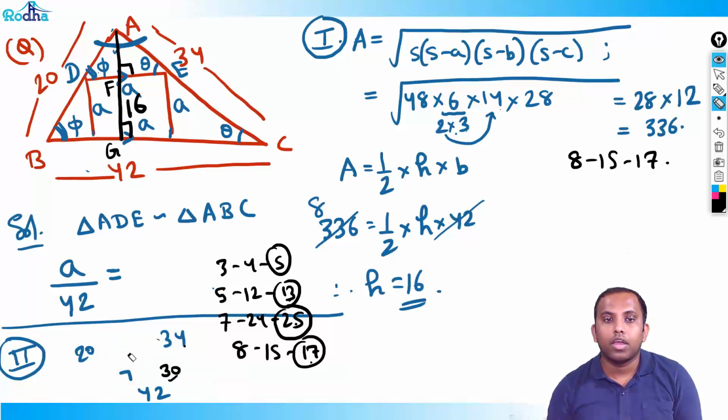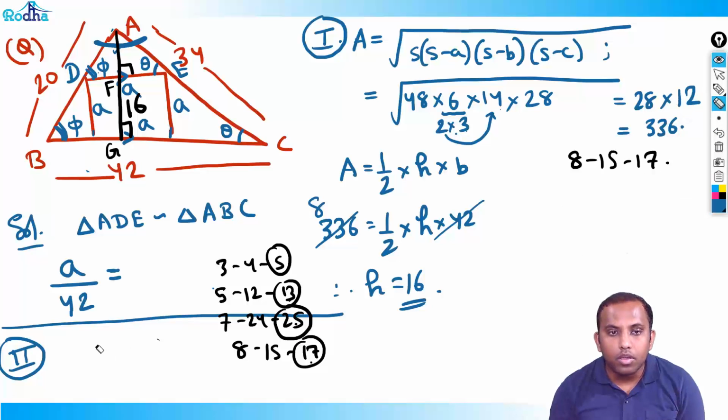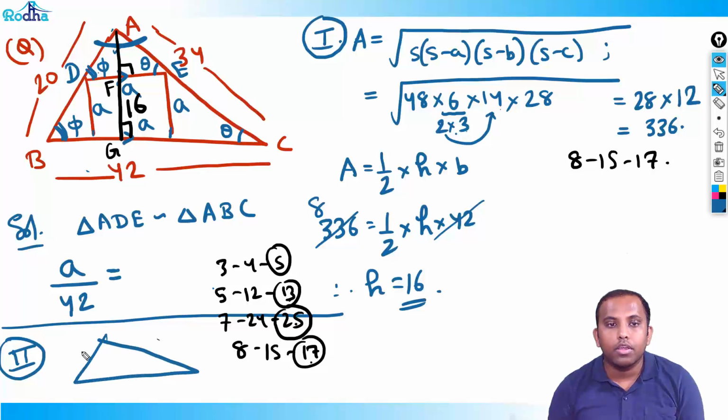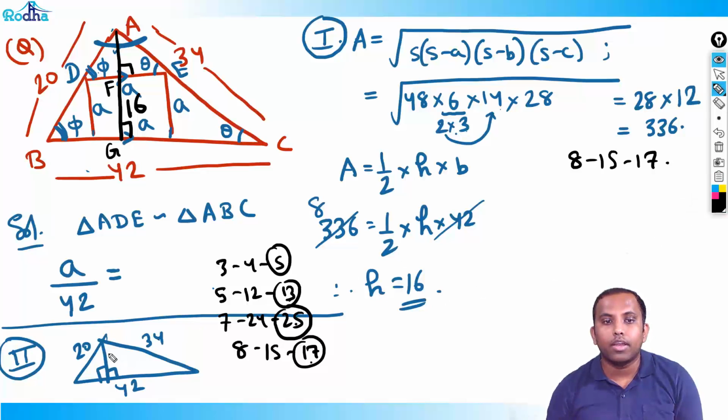Okay. I'll again make it with a bit of complications in this diagram here, right? Let me make it again. Okay. Just concentrate. A very good concept here to save your time. 20, 34, 42. This is the height. So it should be what? It should be 8, 15, 17 double. I told you that is 16, 30 and 34.